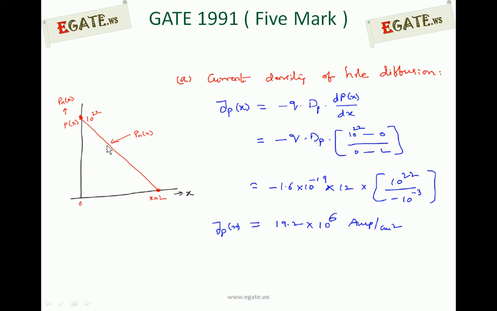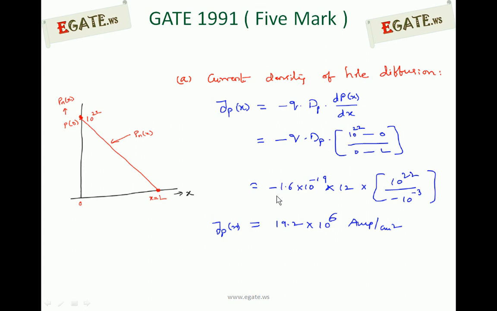Let us assume this is the first point and this is the second point. From that we can write the slope as y2 minus y1 by x2 minus x1, that is the change in p of x by the change in x. So this is point A, point B, and the distance between the two points. So dp of x is the difference in concentration, 10 power 22 minus 0, divided by the difference in length, x equal to 0 minus x equal to L.